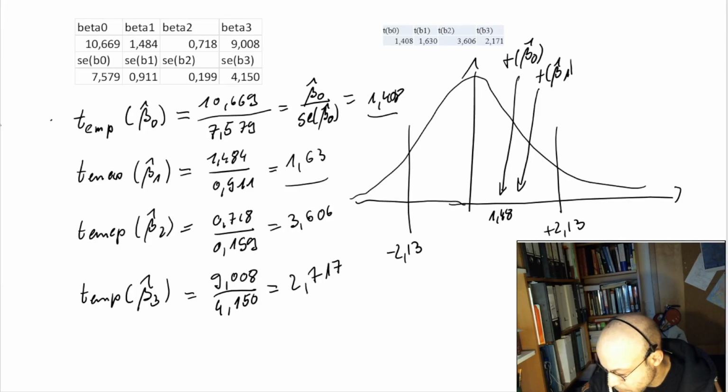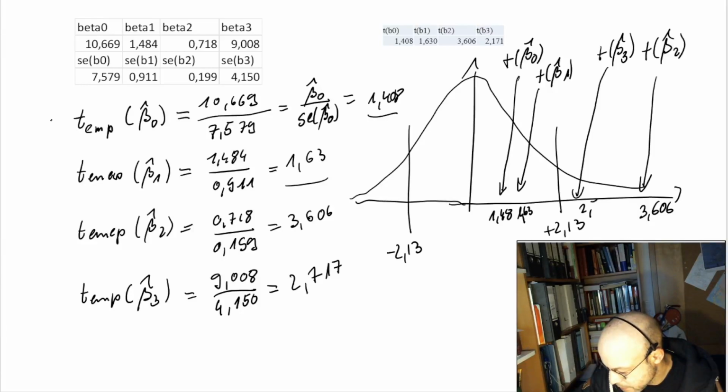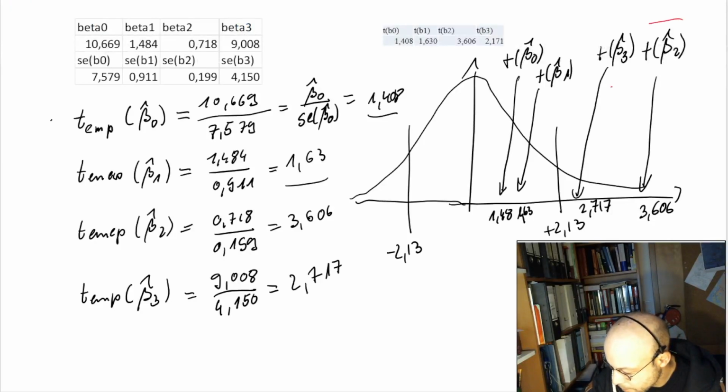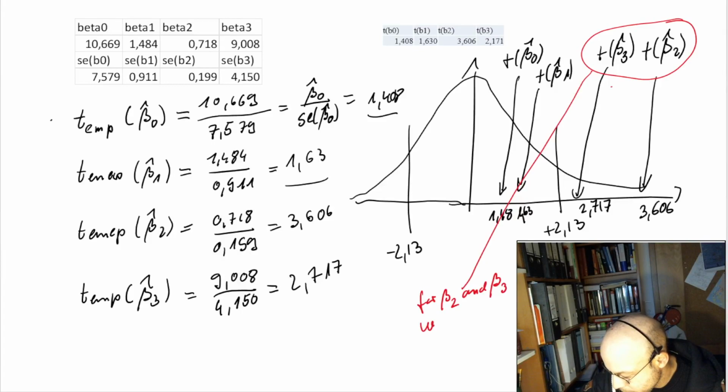T of beta hat 1 is 1.63, but roughly here, T of beta 2 hat is 3.606, and T of beta 3 hat is 2.717. So for beta 2 and beta 3, we reject H0.